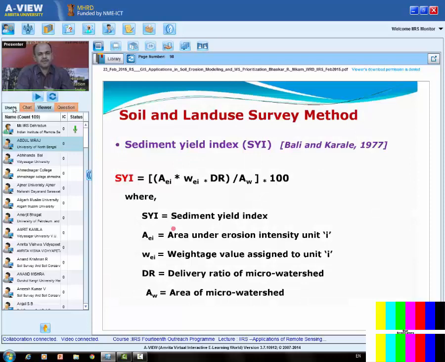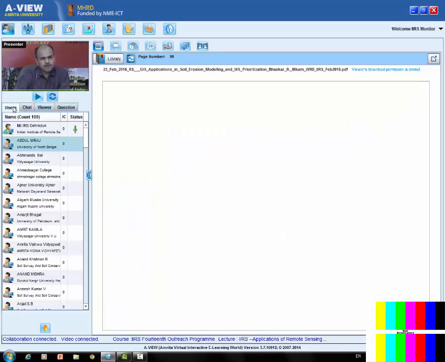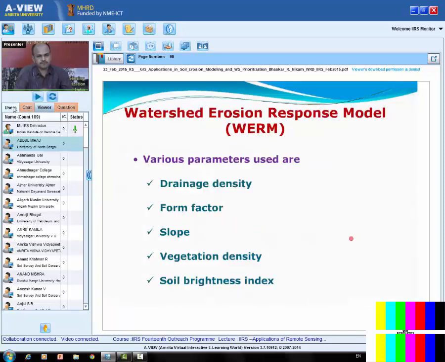Another way of doing it is the sediment yield index. This is a universally accepted method, where wherever your sediment yield index is high, priority will be given to that area. The sediment yield index is nothing but the multiplication of the area under a particular erosion intensity, then the weightage assigned to that erosion intensity, then the delivery ratio of that watershed, divided by the area of that micro watershed, multiplied by 100. Wherever you have a higher sediment yield index, priority should be given to that watershed.